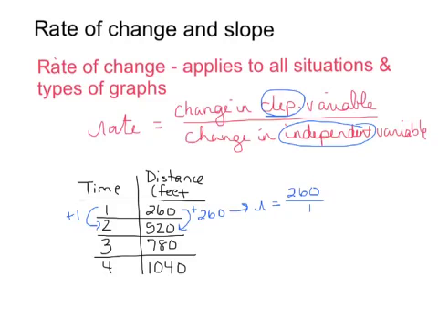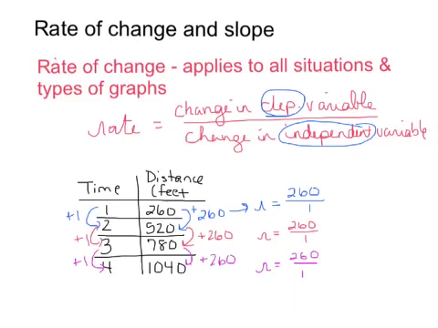I can then check and say, okay, what's the change from 520 to 780? In this case, I'm going to add 260 again, as I'm adding 1 as well. So this particular rate would be 260 over 1 as well. And then I can check from 3 to 4 is plus 1, 780 to 1040 is plus 260, so my rate will also be 260 over 1.